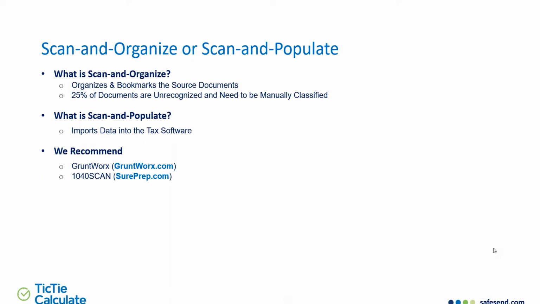The difference between GruntWorks and SurePrep is that GruntWorks will deploy some human intervention to increase accuracy. That is their competitive advantage. Where SurePrep has a more sophisticated workpaper prep tool in their SP Binder, if that's what you're going to be looking for.